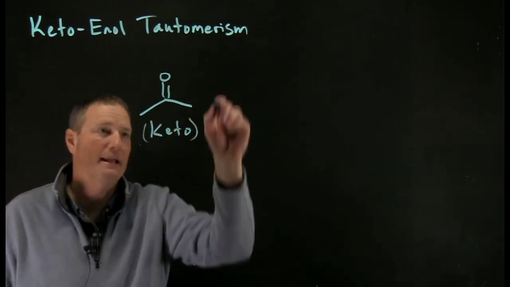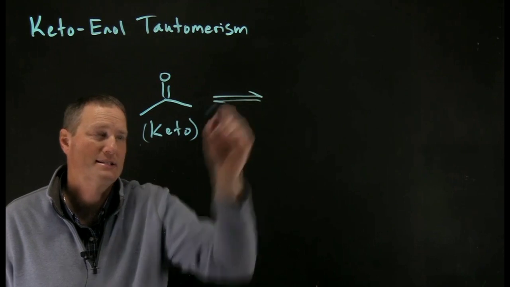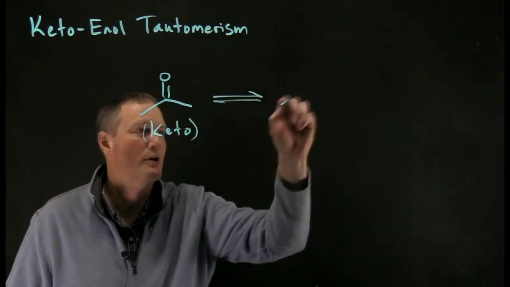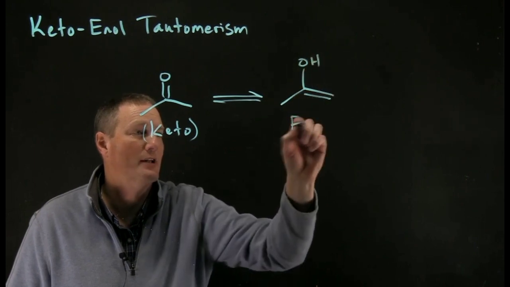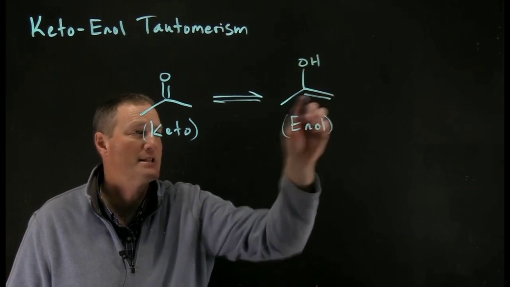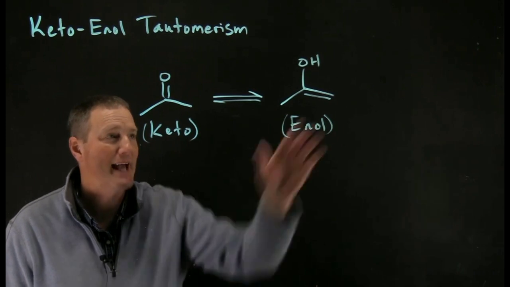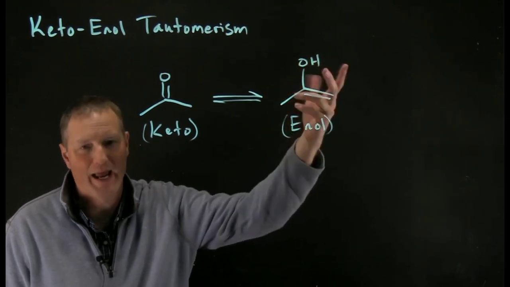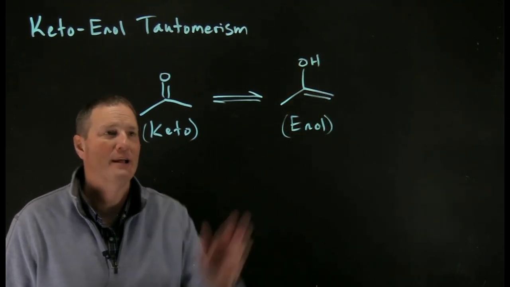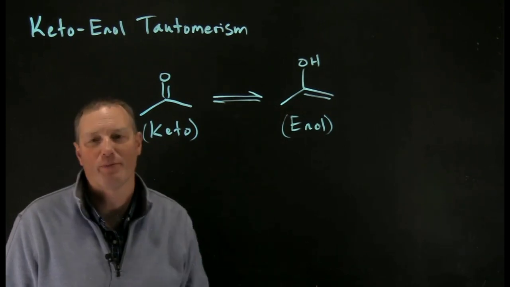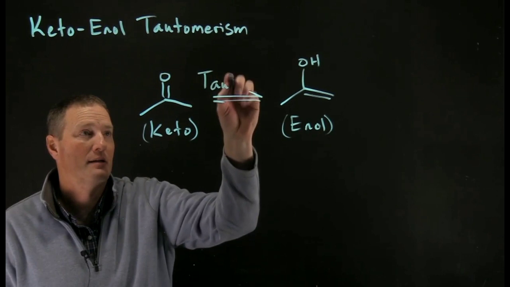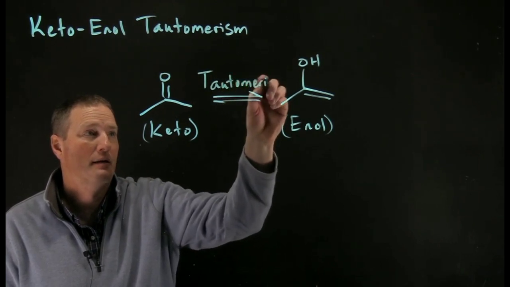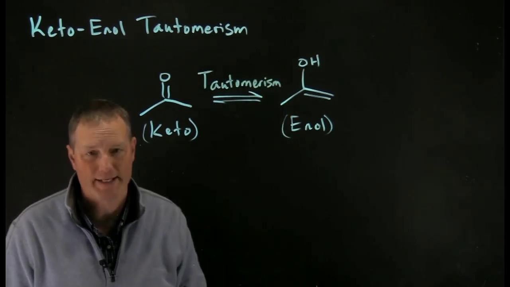It turns out that these can undergo a process that converts the keto into what's called an enol. The reason this is called an enol group is, notice it's got an alkene and an alcohol. So we add those two together, we get an enol. This process of going back and forth between the two is called tautomerism, and it is a reversible process.